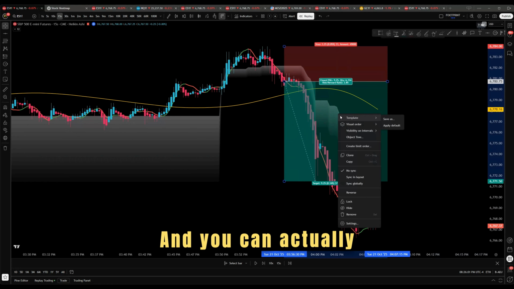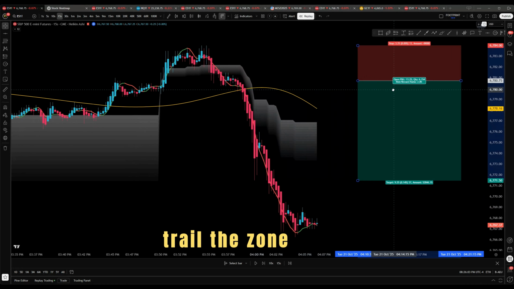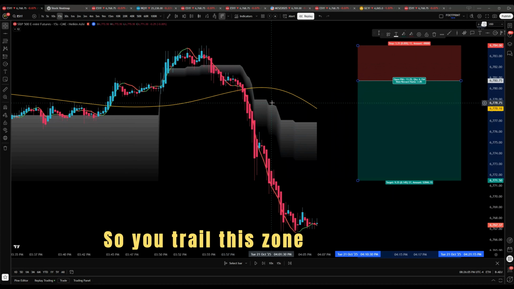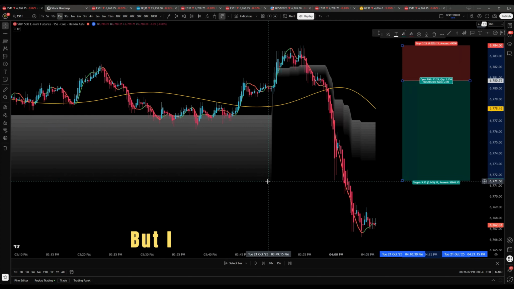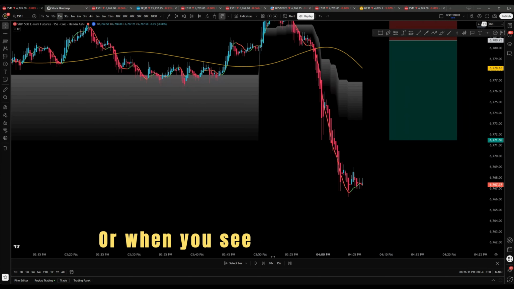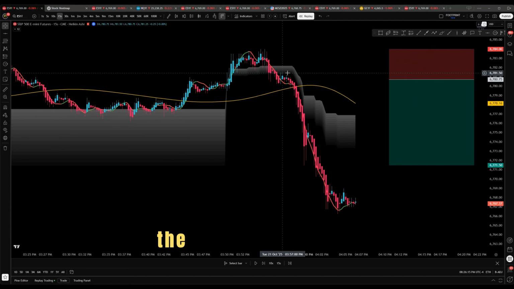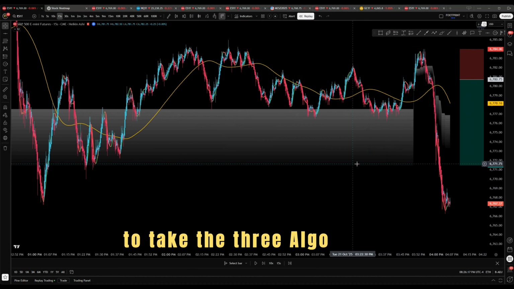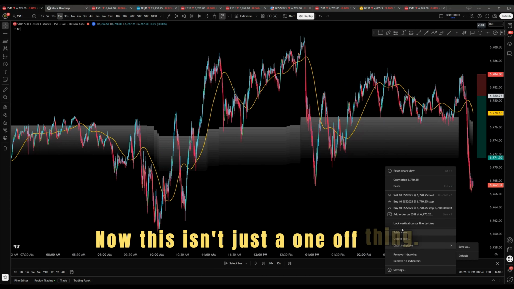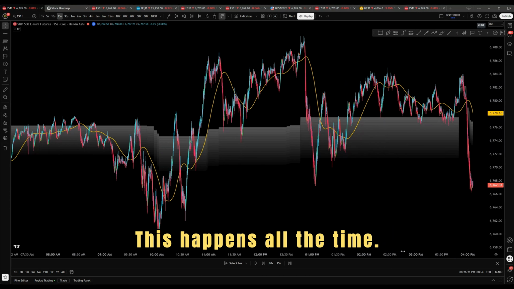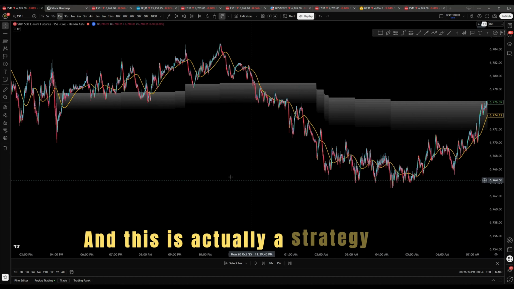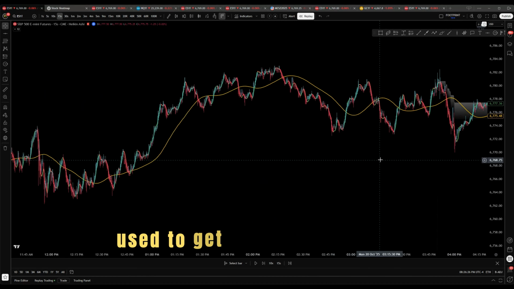And you can actually trail the zone itself. So you trail this zone right here. But I would just take profit at this lower level down here or when you see momentum shift, right? So that is the basic of using the first light beacon to take the 350 algo trade. Now, this isn't just a one-off thing. This happens all the time. And this is actually a strategy that's used to get into these trades.